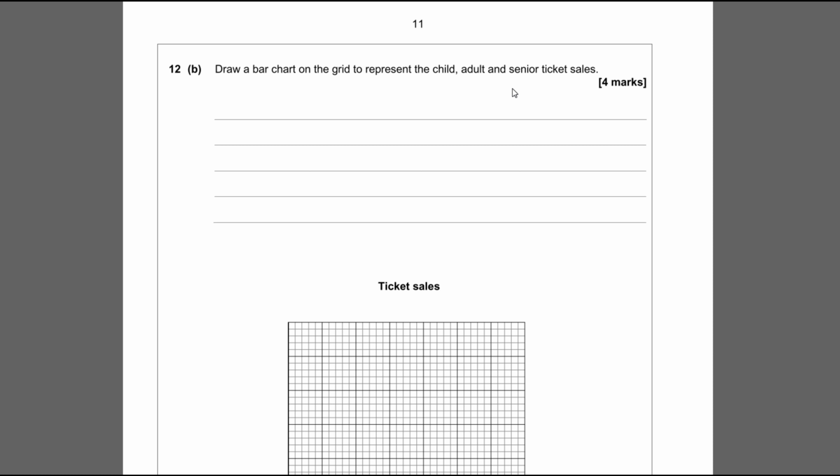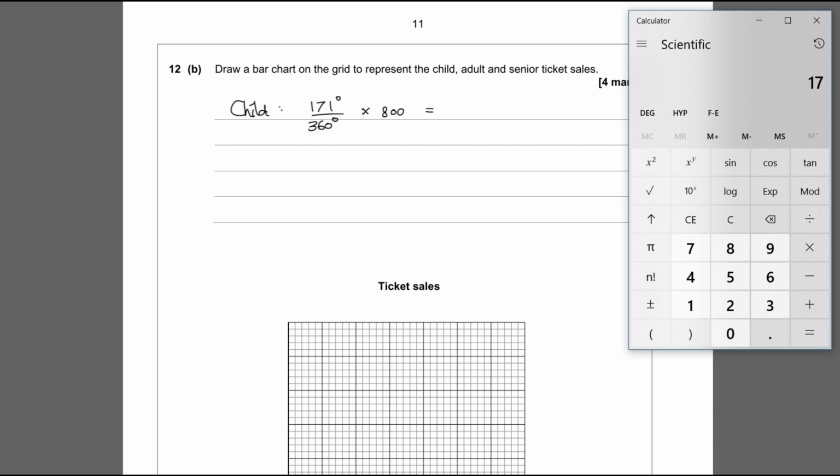We now need to draw a bar chart. Before we can draw the bar chart, we need the number of each sales from the child, adult, and senior. So for the child, we have 171 degrees out of 360 degrees. We times it with the whole number of sales. It is 800. So we will have 171 divided by 360 and then times 800, which is 380.